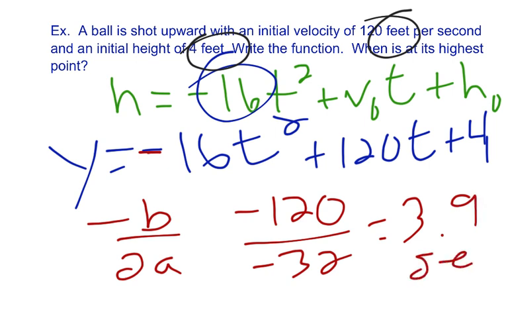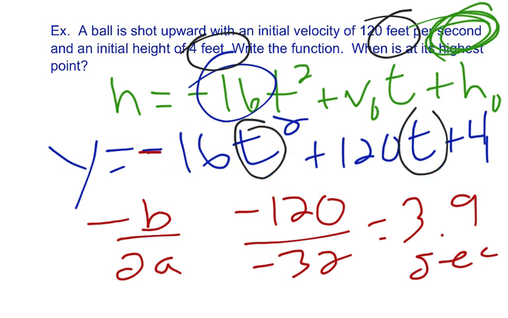And I know it's in seconds because in the problem here it's 120 feet per second. So it's right up here, it says per second, and so that tells us that it has to be in seconds. And so it's about right, 3.9 seconds. I know it's not quite 4 seconds here, so that's about correct. So that's when it's at its highest point. If I actually want to know what its highest point is, then I'd go back through and I'd plug in 3.9 for the time.